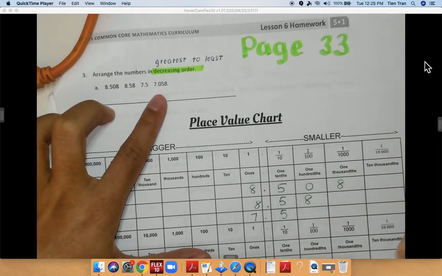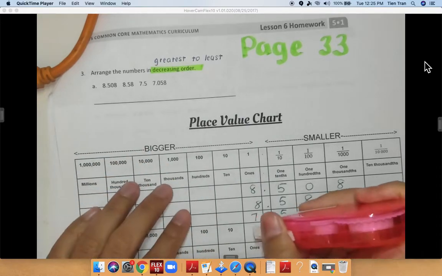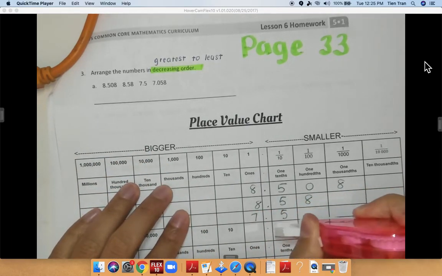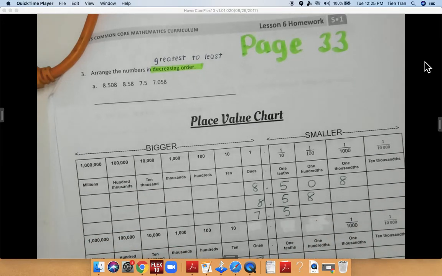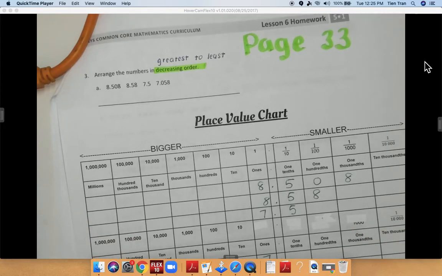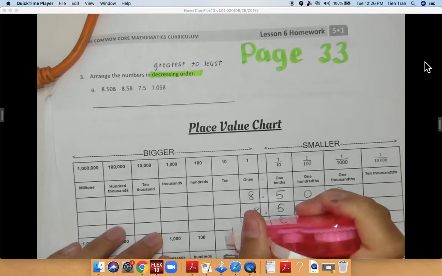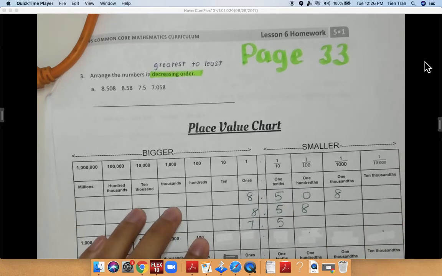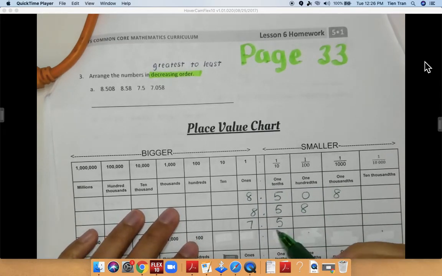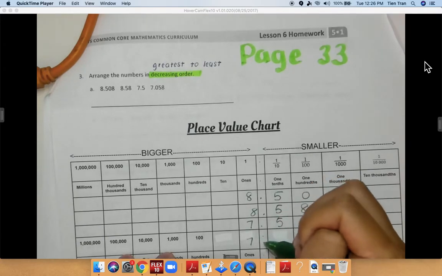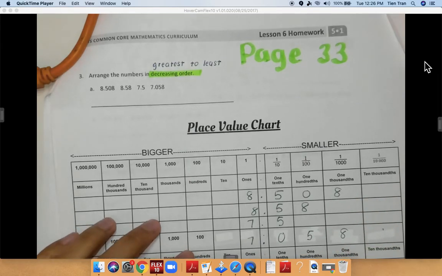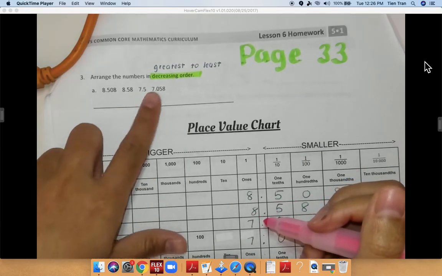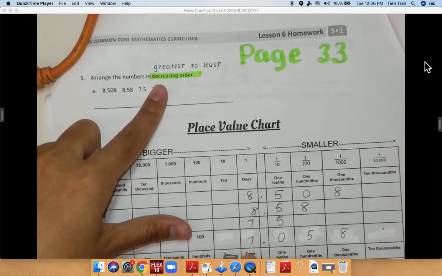Let's see if I can do this right. Let me plug this in correctly. Okay, so we have 7.5, and the last one is 7.058. Okay? So the first thing I notice is that they want me to go from greatest. And 8 is bigger than 7, right? So I'm going to look at these 8s right now.